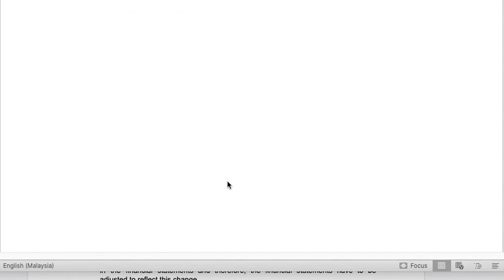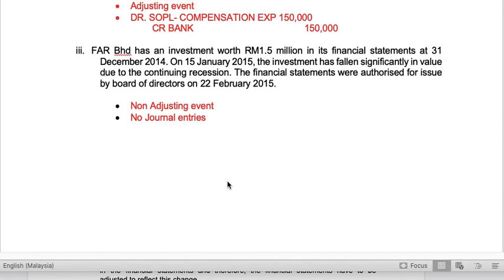Okay, last one. FAR Berhad has an investment worth 1.5 million in its financial statements on 31st December 14. On 15 January, which is after you close the account, the investment has fallen significantly in value due to the continuing recession. The financial statements will be authorized for issue on 22nd February. So this is of course an event after the reporting date, but it is a non-adjusting event because the condition of the drop in market value did not exist during the year. So it is something that is out of control.